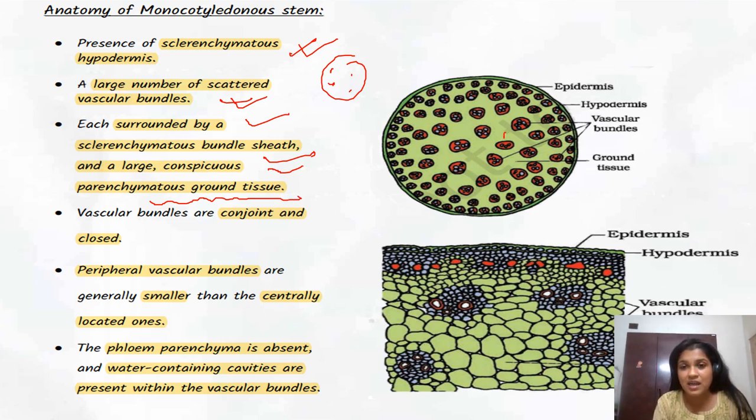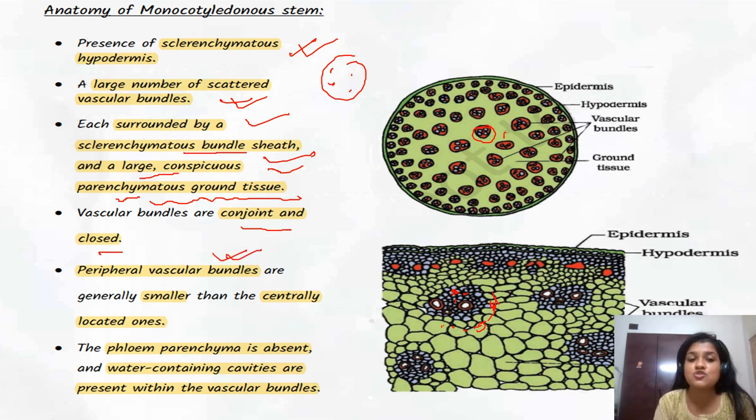These scattered vascular bundles are covered by what? Surrounded by a sclerenchymatous bundle sheath and a large conspicuous parenchymatous ground tissue. So these parts are covered with these things. Vascular bundles here are conjoint and closed. Mostly in case of monocot we will find closed. In case of dicot it is open. In case of monocot it is closed. Clear? See, these are those sclerenchymatous cells. These are the parenchymatous cells. These are the large conspicuous parenchymatous cells.